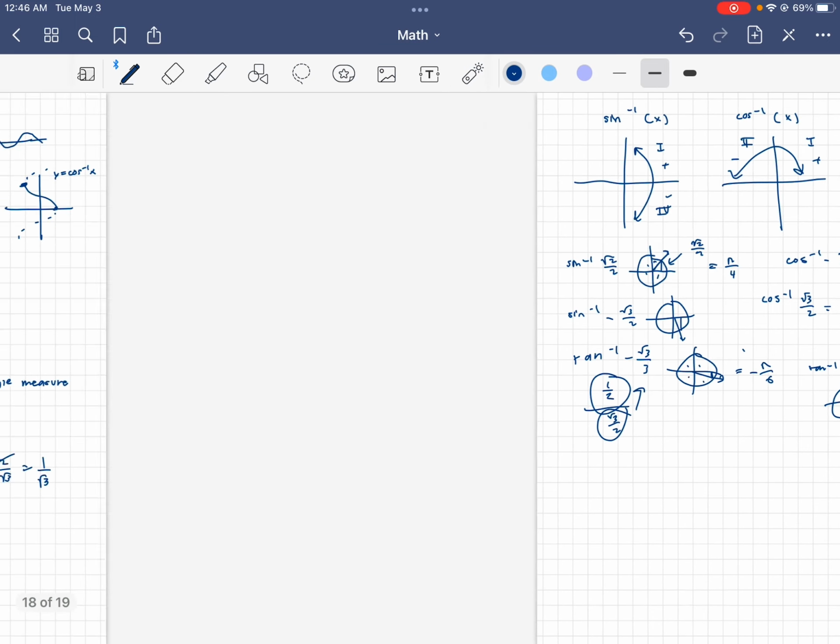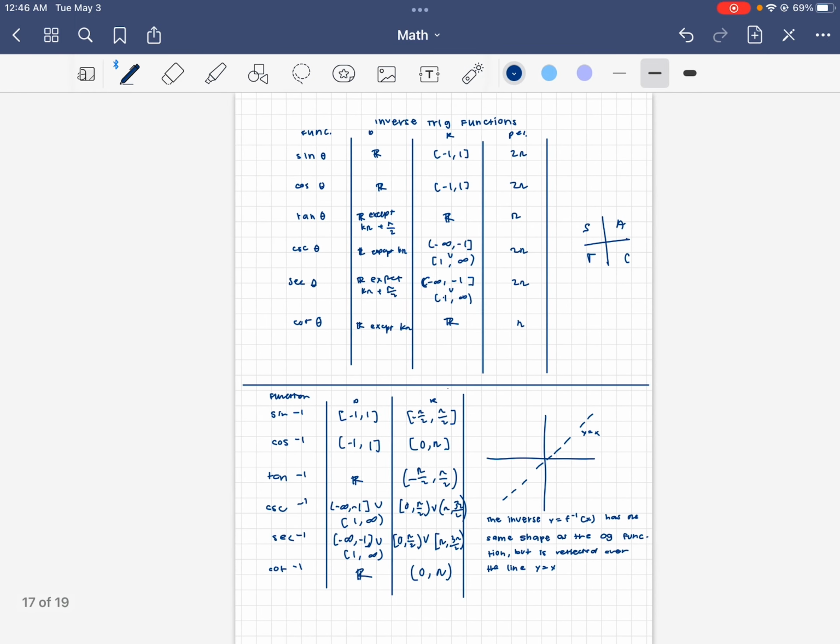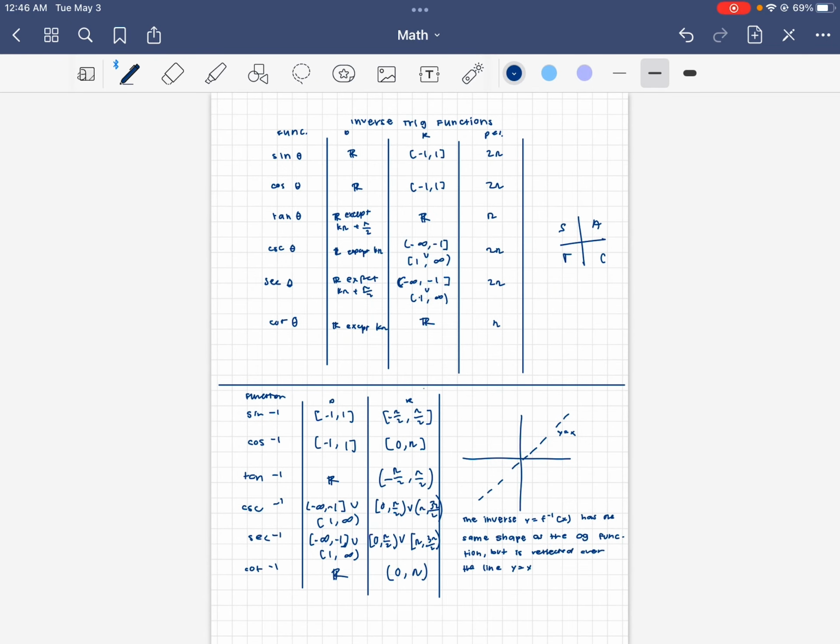Yup. So that's how you find inverse trig functions.